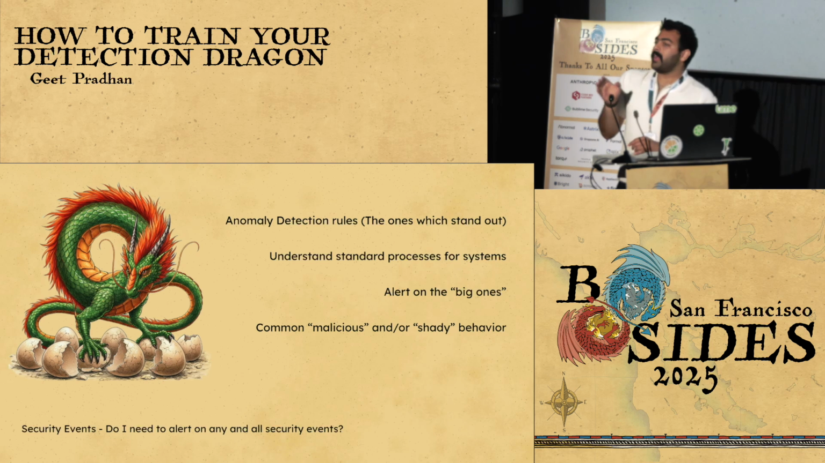I would not have been able to set up my detection pipeline if I did not work with the system owners. Now, once you've understood that, then you alert on the big ones, right? The shady, malicious behavior where you can find those all over the internet. Now you'll ask me, Geet, okay, the internet is big, vast, and it scares me. Where do I find it? Well, lucky for you.